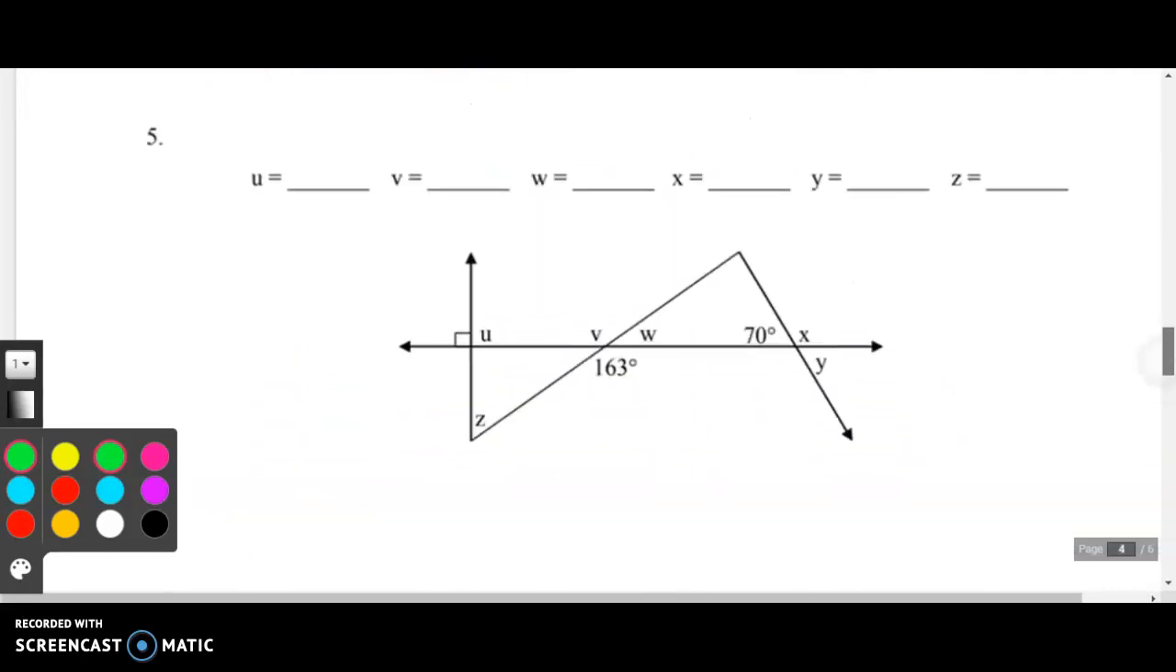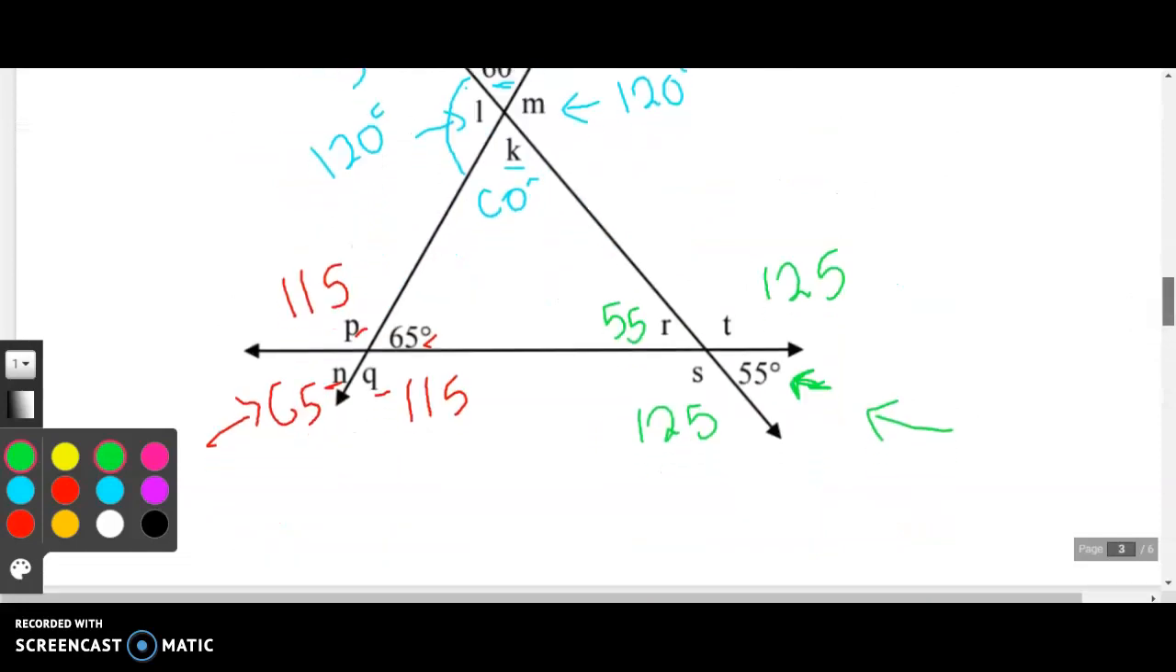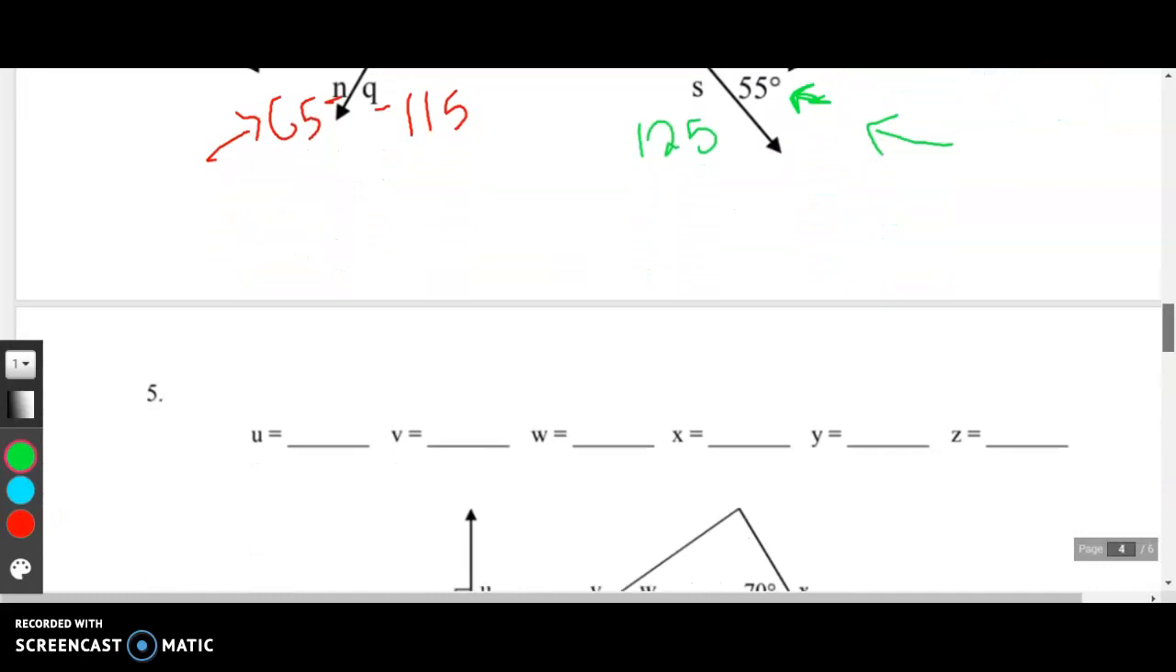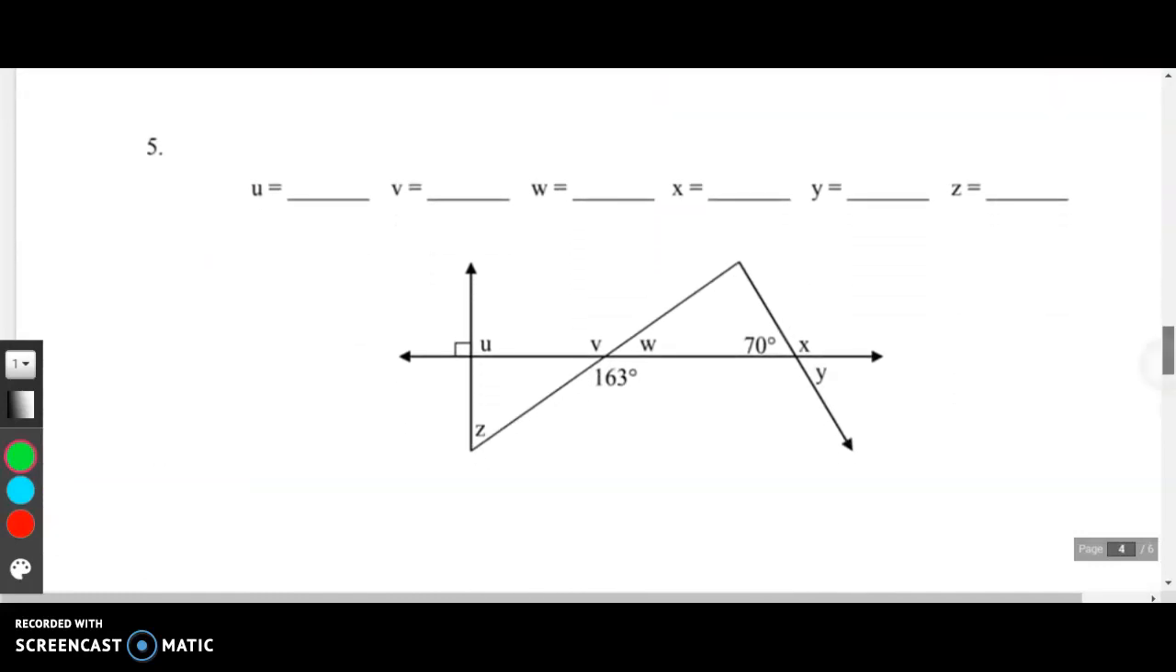Moving on to this next one. I do want you to see if we add up 60 plus 65 plus 55, we get 180 degrees. And that's an important number because that is going to be every single triangle. If you add the inside angles, they will always add to 180 degrees. We're going to talk about that more in the future, but that's important, especially as we go to this next example.